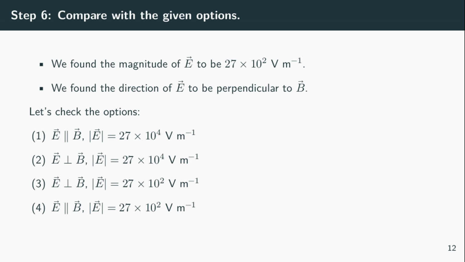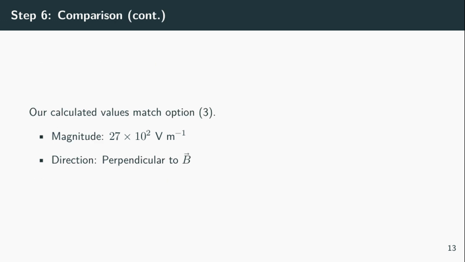Option 3, vector E is perpendicular to vector B, magnitude is 27 times 10 to the power of 2. The direction matches and the magnitude matches. Option 4, vector E is parallel to vector B, magnitude is 27 times 10 to the power of 2. The magnitude matches but the direction doesn't. So based on our calculations, our values match option number 3 perfectly.